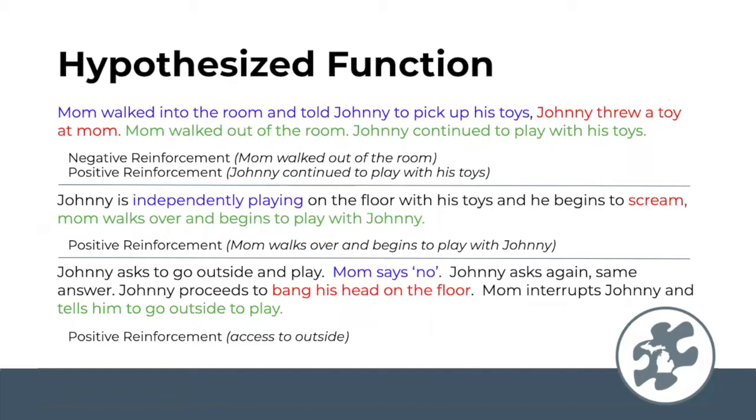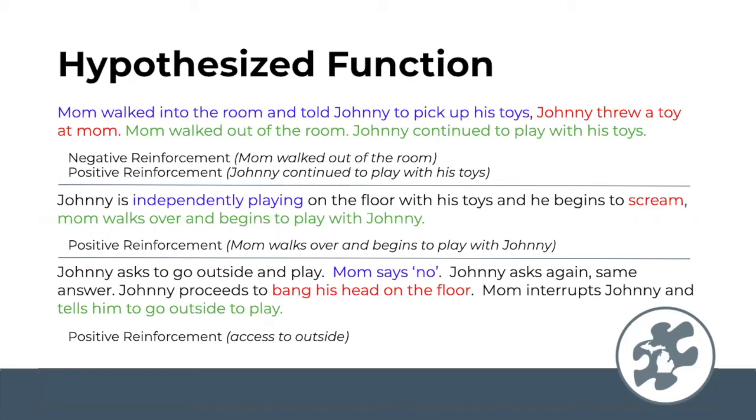So if we look at the examples from our first webinar, part 1, and we take that antecedent, which is mom walked into the room and told Johnny to pick up his toys. The target behavior was Johnny threw a toy at mom. The consequence was mom walked out of the room and Johnny continued to play with his toys. The hypothesized function would be multiply maintained in this example, which is negative reinforcement by way of mom walking out of the room. Mom is leaving. Negative, mom walked away. We're going to continue to throw toys when mom asks us to pick them up because as soon as we throw the toys, mom walks away. And then positive reinforcement by way of continuing to play with the toys.